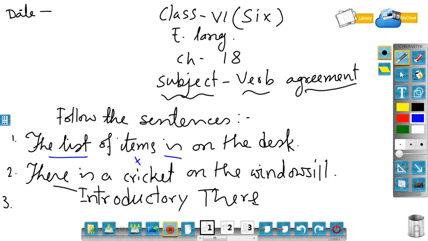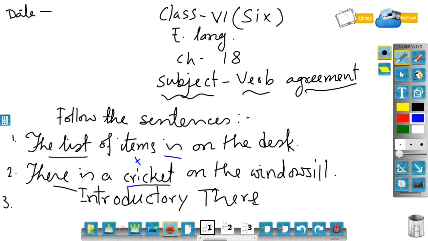Items, it is also a noun. It is very close to the verb position. But still, the subject is list. This is called the verb being away from the subject. Okay? In the second sentence, there is a cricket on the windowsill.